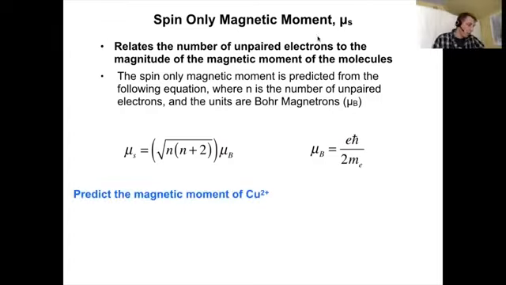Okay, so for example, if we want to predict the magnetic moment of our copper 2+, we'd have to ask ourselves how many unpaired electrons the copper 2+ ion has. If we think about this, what we know is the copper 2+ will be a d9 metal. And if that's a d9 metal, then we can only have one unpaired electron. So with the one unpaired electron, we could plug it into our equation, and you'd get mu sub s equals the square root of 1 times 1 plus 2, which equals 1.7 Bohr magnetons.